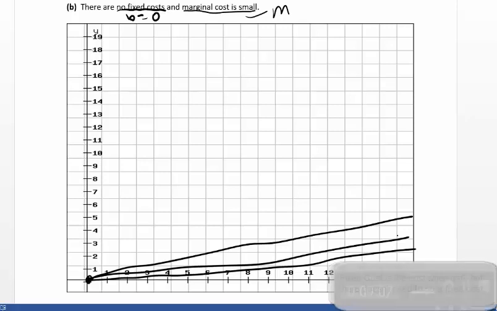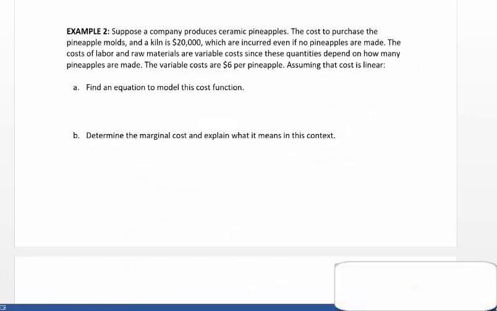Let's look at another example. Example 2. Suppose a company produces ceramic pineapples. Okay, so that means we're going to be making and shaping ceramic pineapples, and we're going to be talking about all the costs that goes along with that process. The cost to purchase the pineapple molds and the kiln, which is a giant oven where you fire your ceramics, is $20,000, which are incurred even if no pineapples are made.